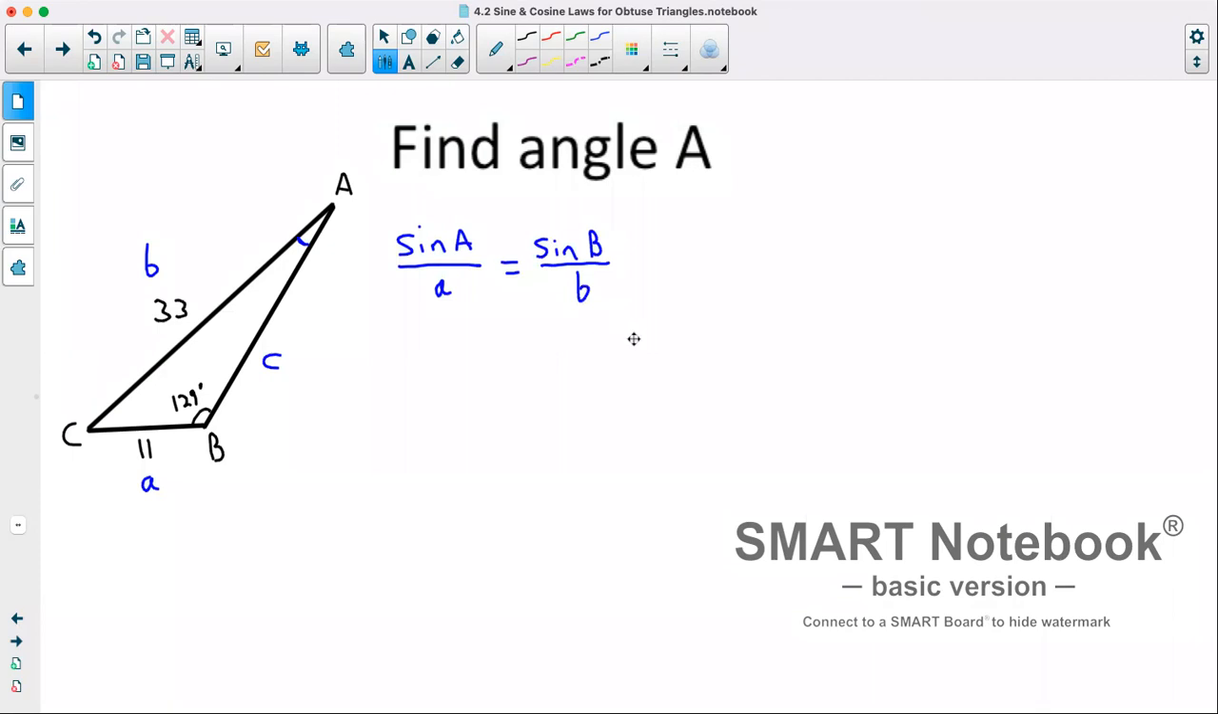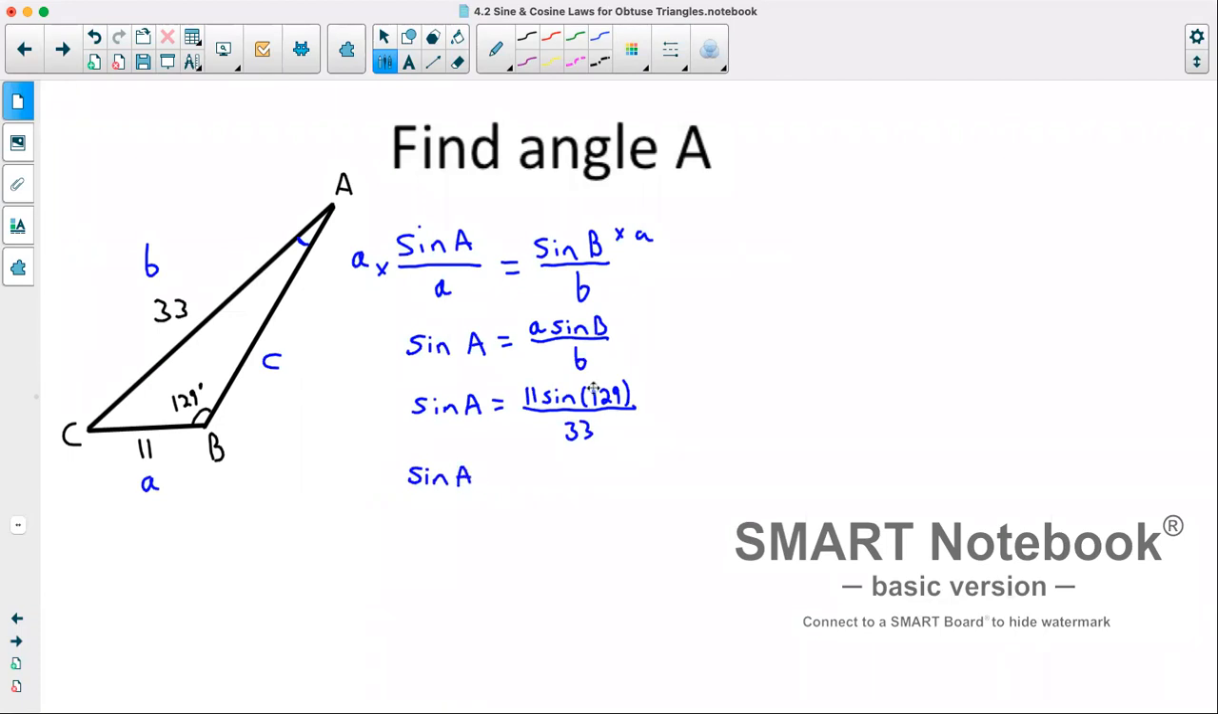At this point, I want to get sine of A on its own, so I'll multiply both sides by side length a. That gives me sine of angle A is equal to side length a times sine of angle B over side length b. At this point, I'll start substituting values in. So I have sine of A is equal to 11 times sine of B, which is 129, over side length b, which is 33.